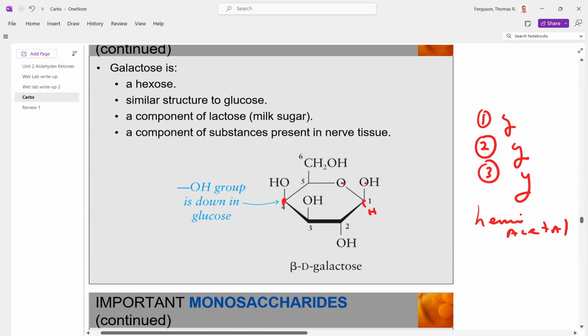Most of you have heard of lactose. Lactose is a disaccharide, and it's a saccharide of galactose plus glucose. Lactose is also important for neurological reasons.